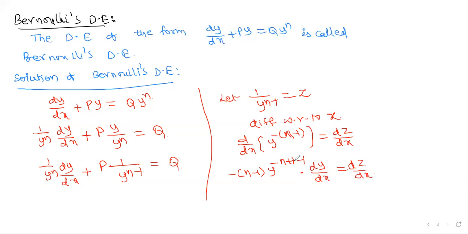Here the plus 1 minus 1 is cancelled. If you take this minus (n minus 1) to the right side, it becomes 1 by y power n into dy by dx is equal to minus 1 by (n minus 1) into dz by dx. Then this equation becomes minus 1 by (n minus 1) into dz by dx.